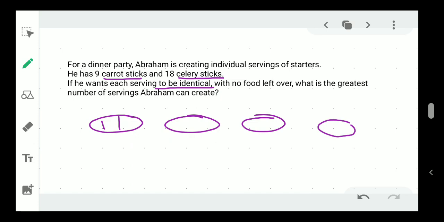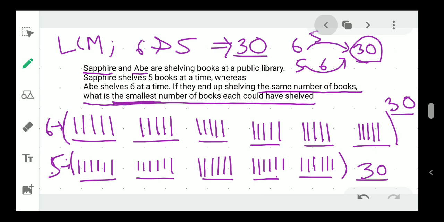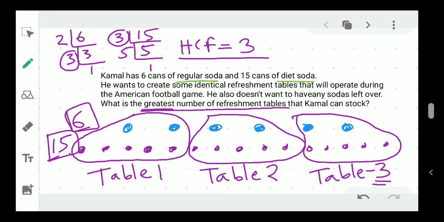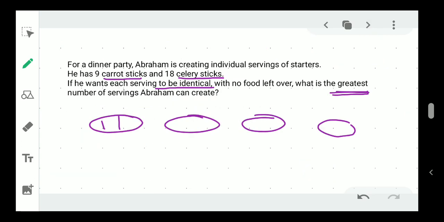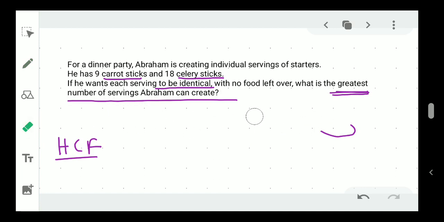Why? See again here, greatest. In our first question it was written greatest and it was also arrangement. In this question again it is arrangement and it is greatest. So this is nothing but your HCF. What is written? What is the greatest number of servings Abraham can create? So with 9 carrot sticks and 18 celery sticks, how many plates can Abraham distribute? We can directly do the HCF and then draw it.